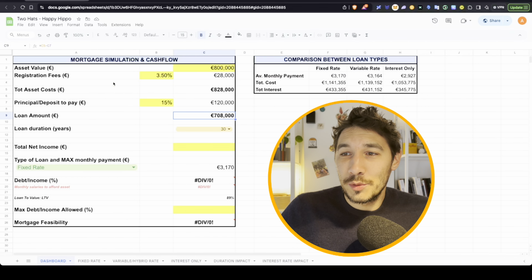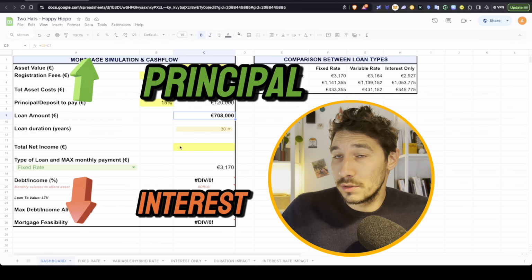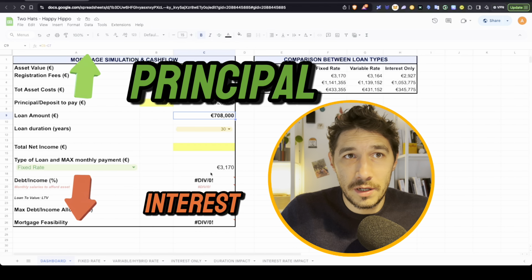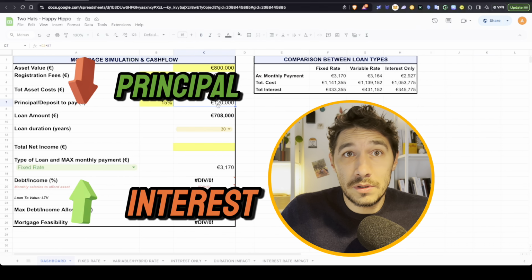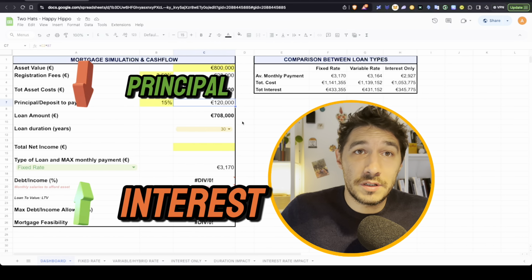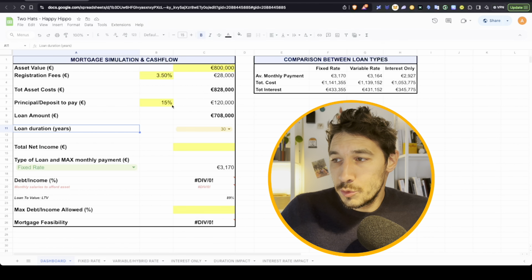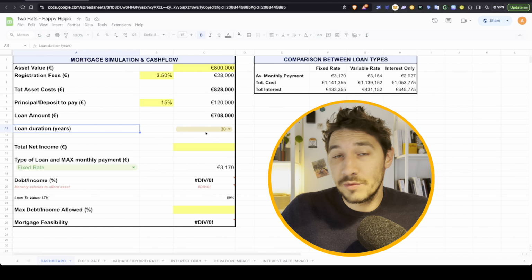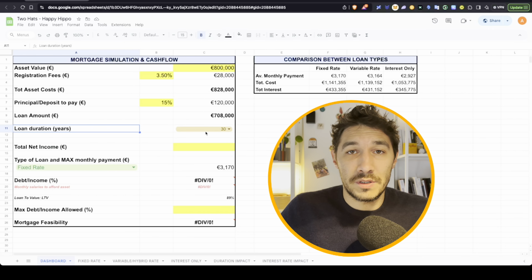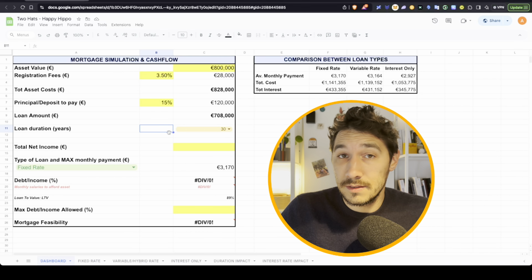Here you can already easily see that the higher your principal, the smaller the loan, meaning lower monthly payments and less interest paid over time. The lower your principal, the higher the loan, increasing both your monthly payments and the total interest costs. Now, to go through all the mortgage types, we will assume a loan duration of 30 years, which is pretty standard. But later in the video, we'll discuss how loan duration affects your finances in the long term.